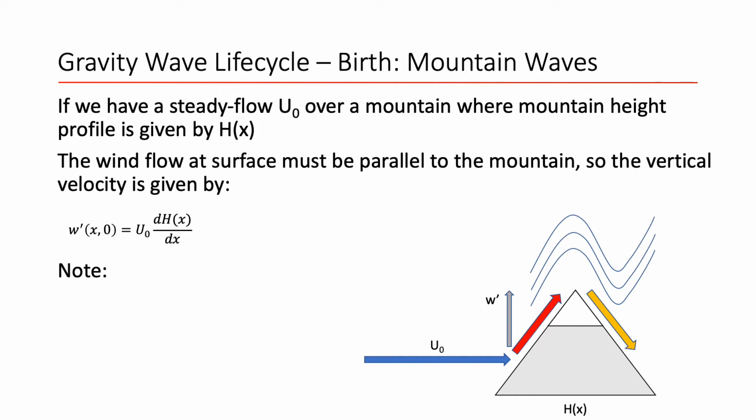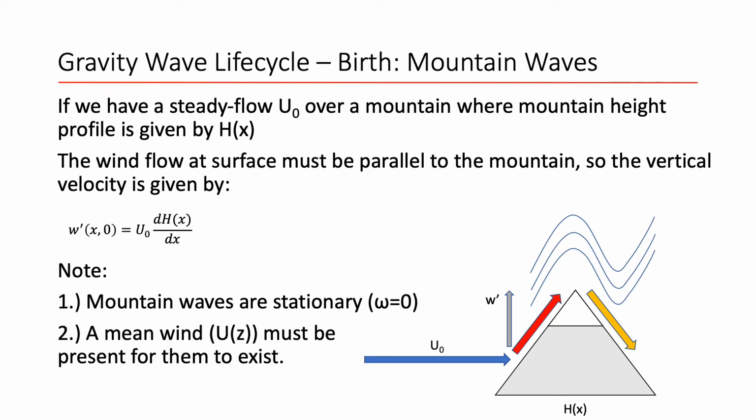There are two things to note about mountain waves. Firstly, they're stationary, and this means that they have no ground relative frequency. You'll see their phases do not move over the mountain. Secondly, a mean wind must exist at all altitudes for them to propagate. So if that wind goes to zero at some altitude, then the wave will cease to exist and actually be critical level filtered and absorbed into the mean flow.